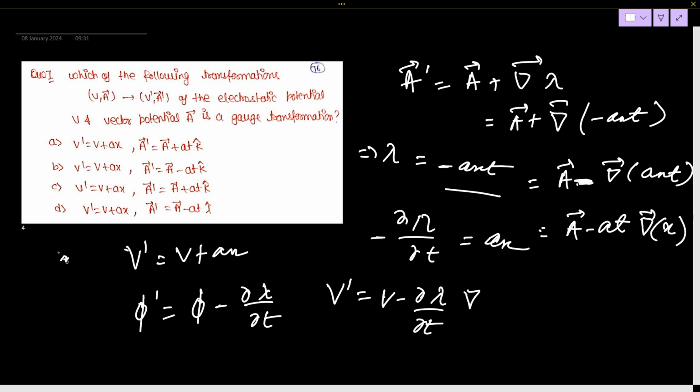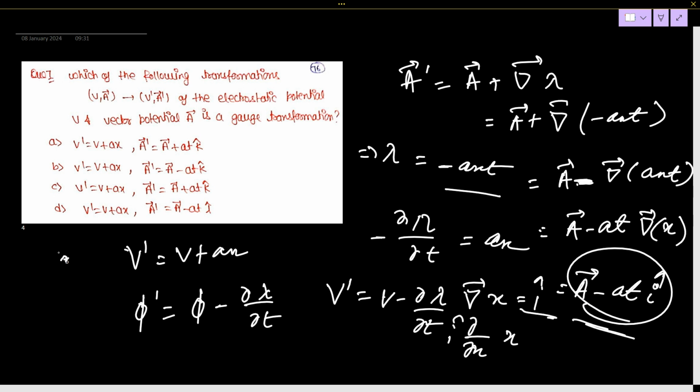Del X. So del X is what? I cap, isn't it? That means I cap del by del X of X. That is I cap. So this one will become what? A minus At I cap. Right? So this is the answer. A minus At I cap and V plus AX. V plus AX is everything common. So A minus At I cap. Yeah. This is the answer. Option D. Okay. Option D is your same questions but just different types. This will give you 2 marks in GATE and 5 marks in NET. No, not 5 anymore. The 3.5 you will get for it.